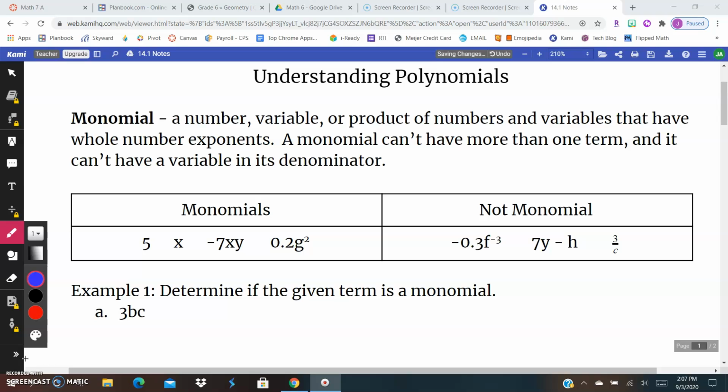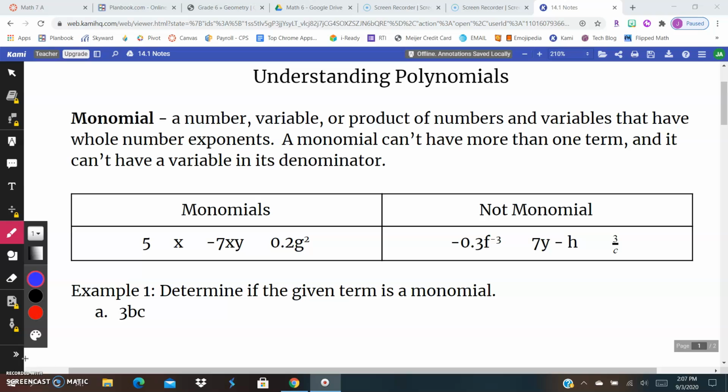Moving over to the other side on not monomials, we have negative 0.3f to the negative third power. We have to have a whole number exponent, and negative 3 is not considered a whole number. The next one we have is 7y minus h. That is not a product because we have subtraction in there. It has to be all multiplication. We can't have anything else. So that does not work.